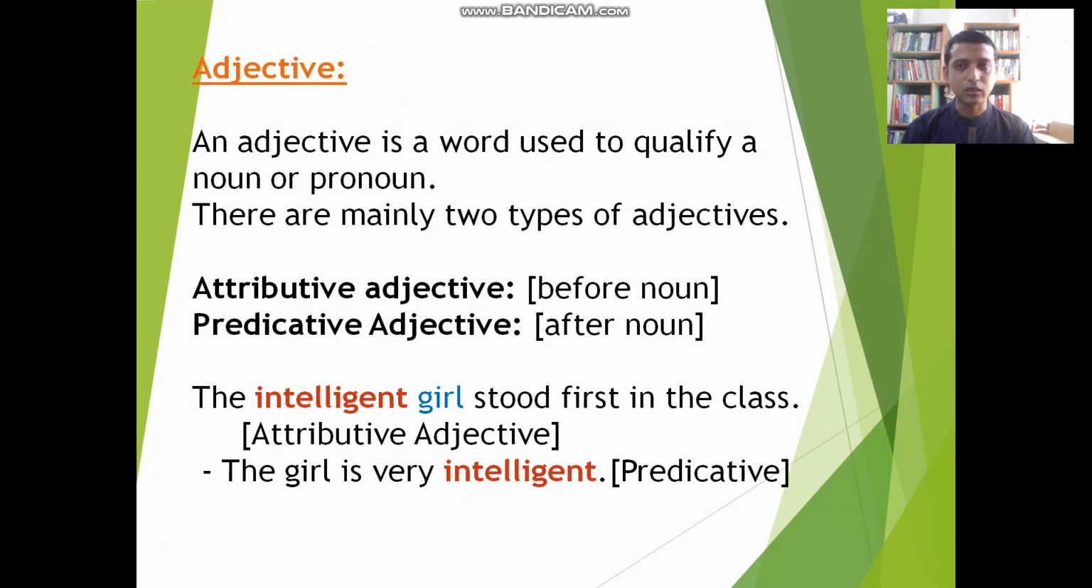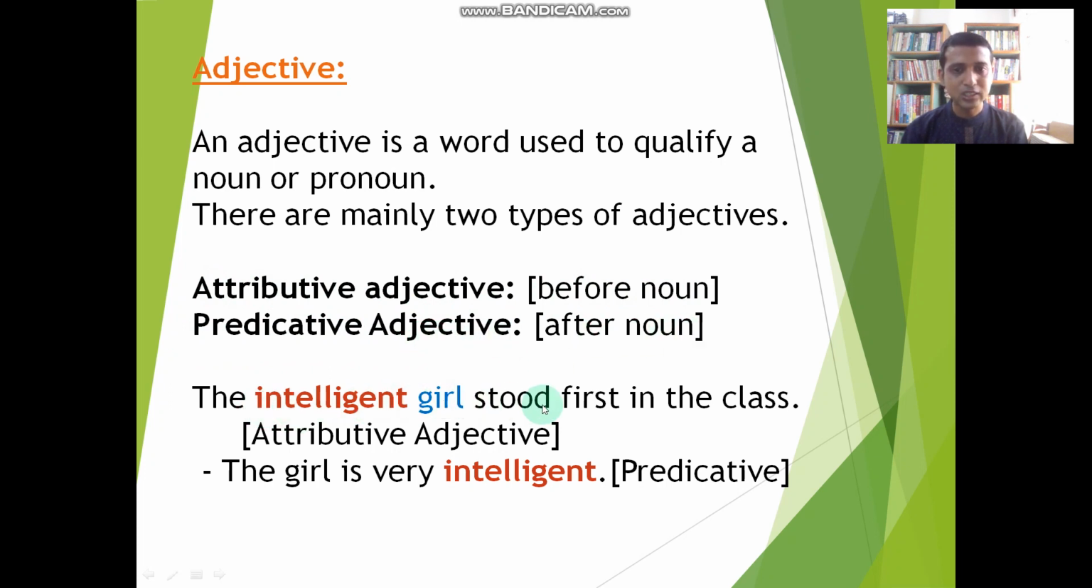Now, let's take a look at that slide. First, we would like to take a look at the definition of the adjective. What is adjective? An adjective is a word used to qualify a noun or a pronoun. There are mainly two types of adjective. There is another category of the adjective, and in our discussion, we will discuss that later on. Here, attributive adjective before noun and predicative adjective after noun.